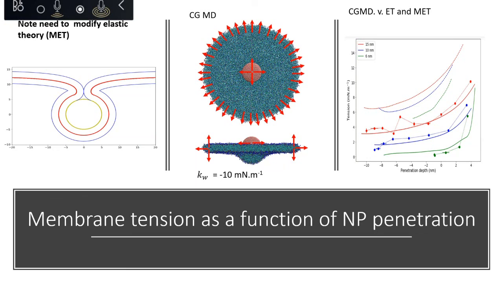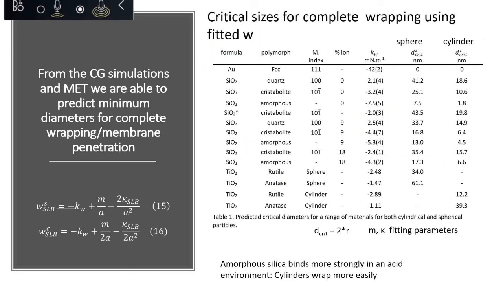And we get that agreement in 2 ways. One, by obviously changing the radius of the particles, but also by allowing the absorption free energy to vary with the size of the nanoparticle. And that then allows us to predict minimum diameters for complete membrane penetration for different materials.